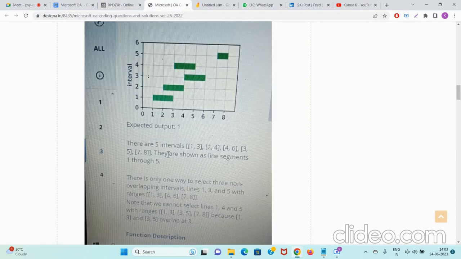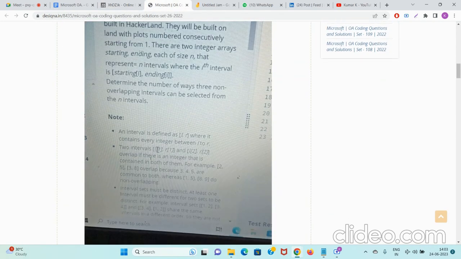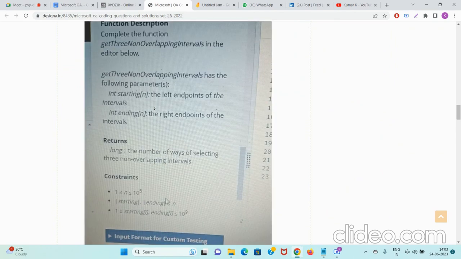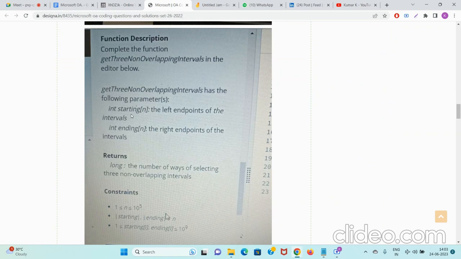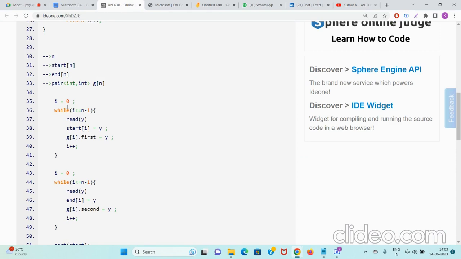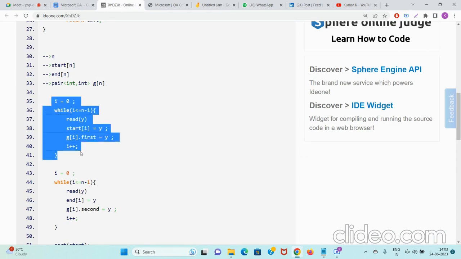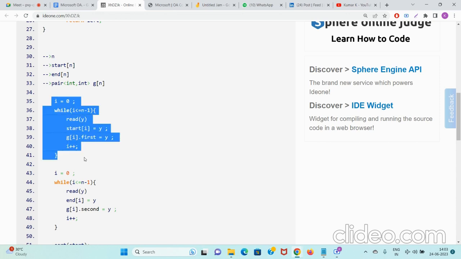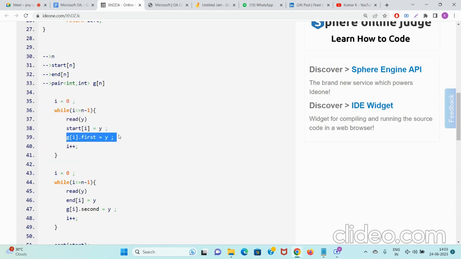See, it was clearly given in the question. What was given? That in the input, first they will give you the starting pointers, all the left points of all the intervals, then they will give you the right points of all the intervals. Okay. So what is happening? From line number 35 to line number 37, I'm reading the start pointer. Start of i is equal to y. I'm storing all the starts in the start array. Also, g of i dot first equal to y, what does that mean? It means I'm putting the start in the first element of this pair.